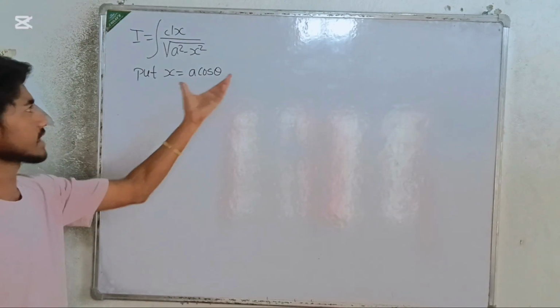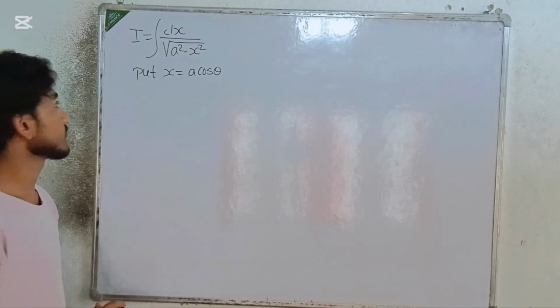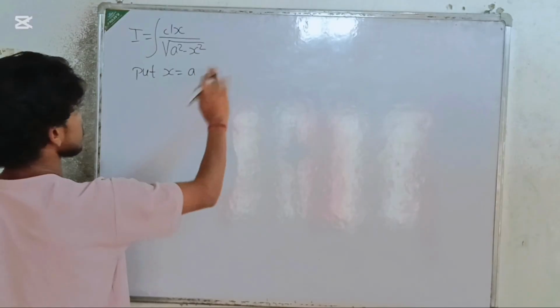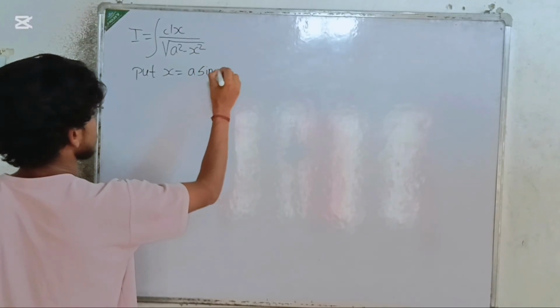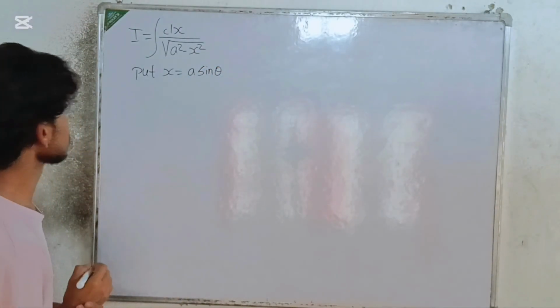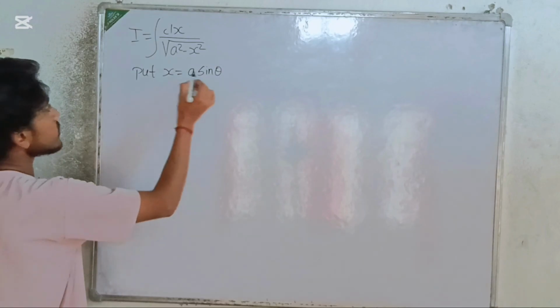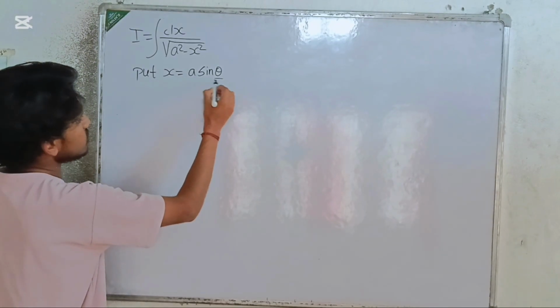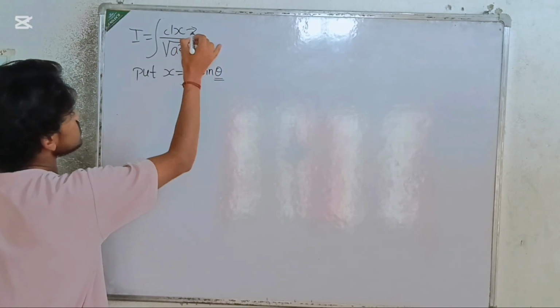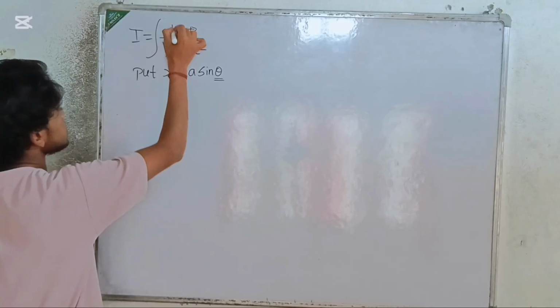In terms of cosine you can write sine also, it depends on your choice. Let us do it for sine, okay, it would be easier. So once you substitute x, you get x in terms of some theta value. Thus you have to change your dx in terms of d theta, right?